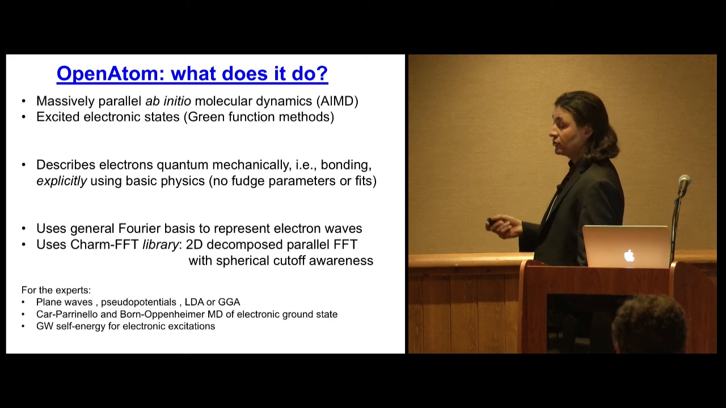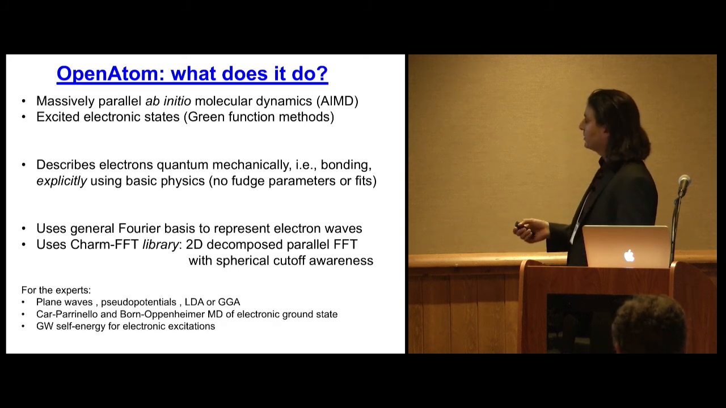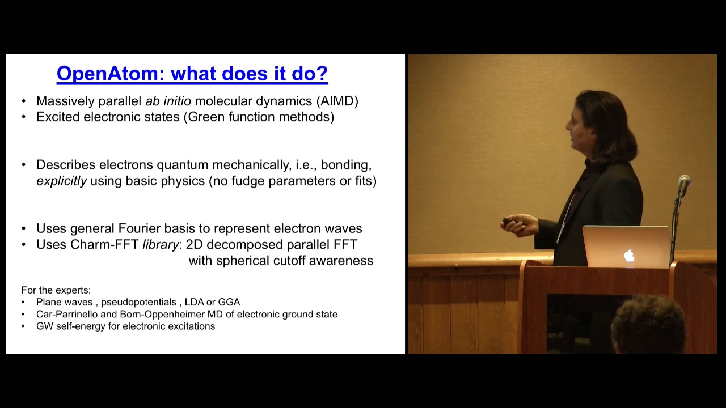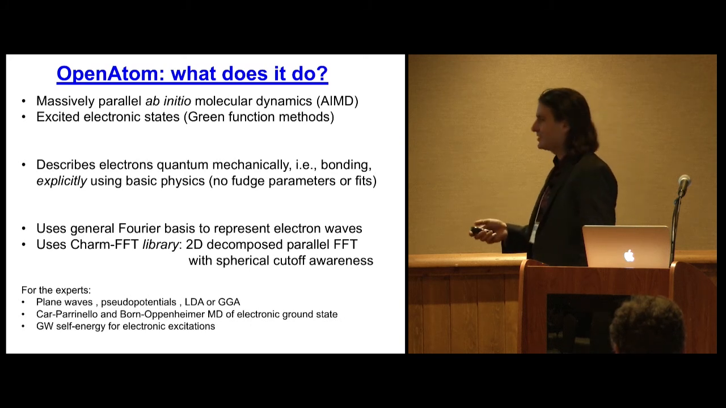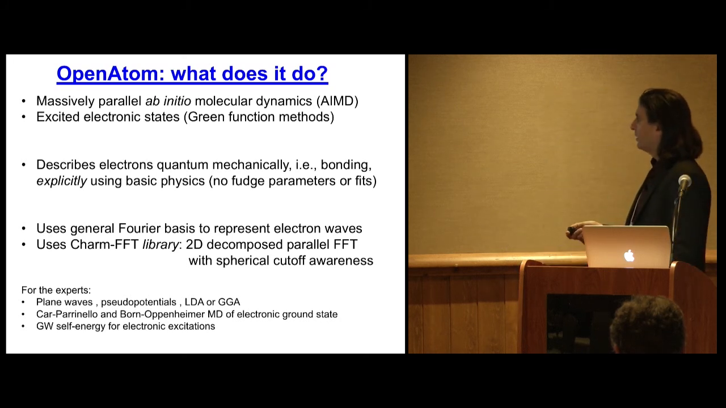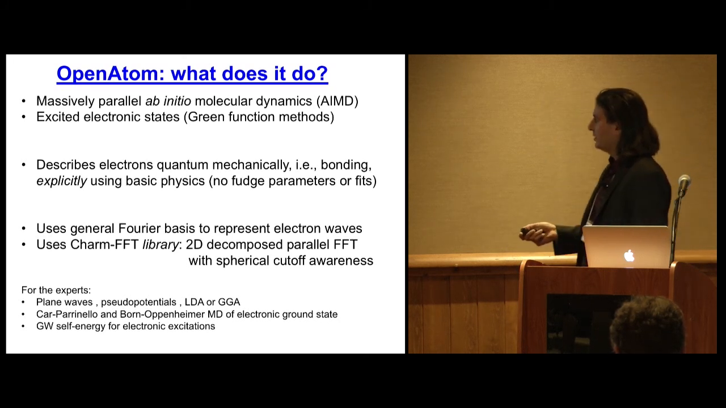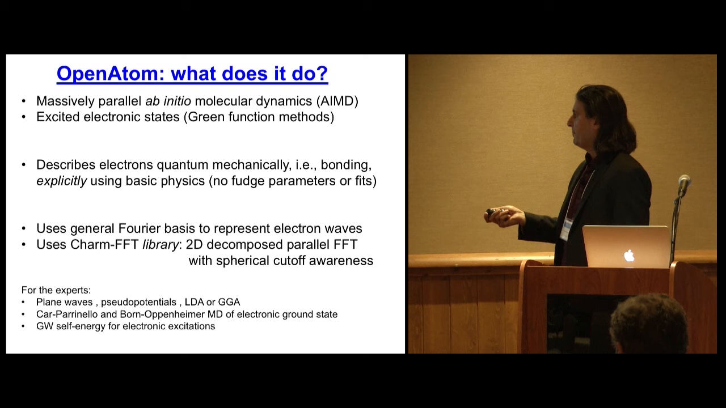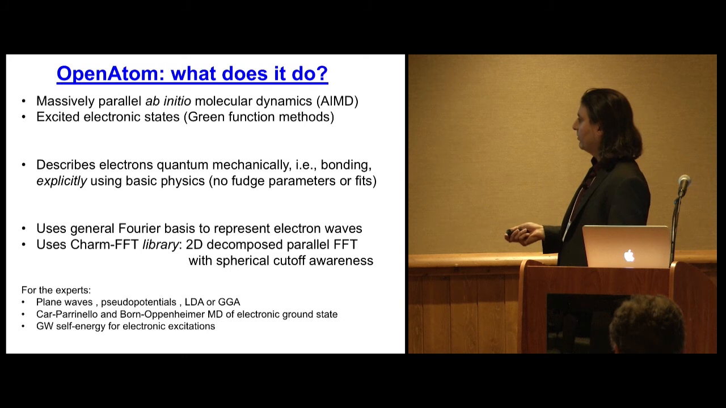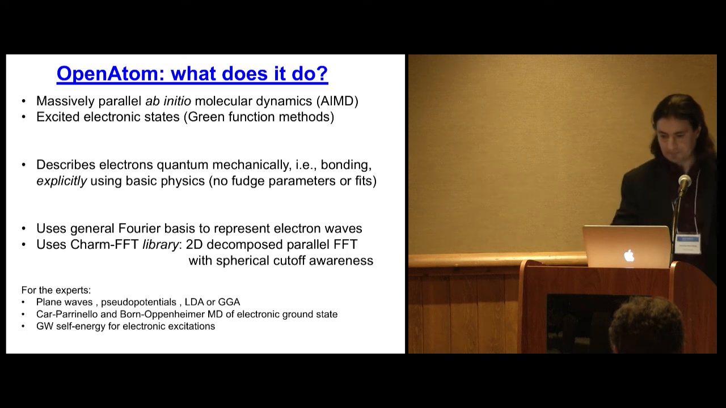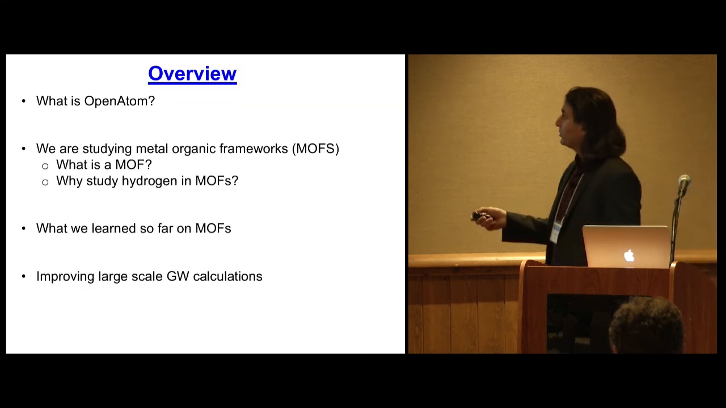Okay, so we're going to describe the electrons in the material quantum mechanically. It's not effective, we explicitly describe them directly. And we use basic physics, like charges attract and repel, electrons have kinetic energy, things like that. So no fudge parameters or fits. Fourier basis, that's the plane waves, is very general. And we're using a high-performance Charm-based FFT library. If you're an expert, we use LDA or GGA, depending on what we're doing. Standard stuff. Car-Parrinello or Born-Oppenheimer molecular dynamics for the ground state. And the GW approximation is used for the electronic excitations.